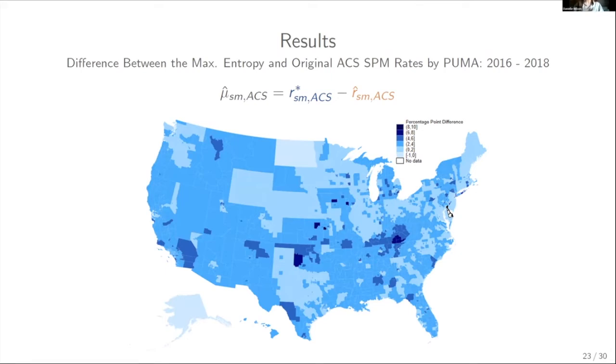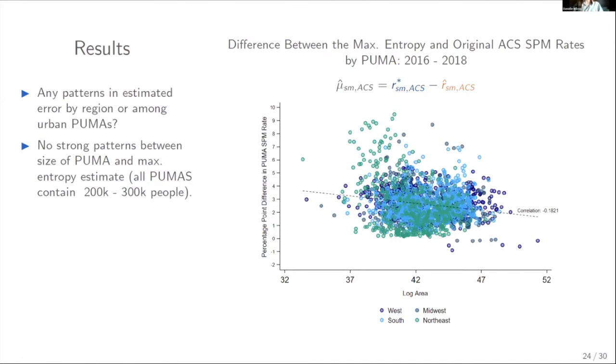There is substantial variation, and about 75% of those PUMAs that are 3 standard deviations above the average, which is about 2.5, are in Rust Belt states. I don't talk about that further, but it's something I look to explore later on. The biggest concern is whether there's a pattern, whether it's space or population, driving the magnitude of that refinement. So I plot the area by the magnitude of the refinement on the vertical axis. As one can see, the correlation between area and the percentage point maximum entropy refinement is very small. I'm interested in area because all PUMAs have about 200,000 to 300,000 people.